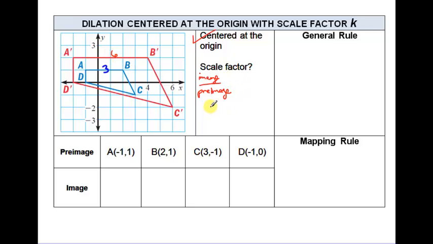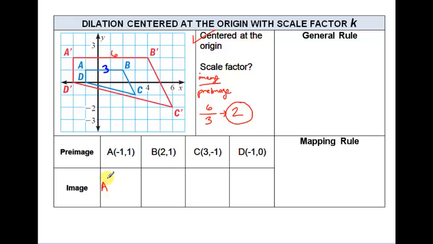So in our scale factor calculation, the image is 6, the pre-image, or what it used to be, is 3. So what's our scale factor? 6 divided by 3 tells me the scale factor is 2. In other words, all my dimensions are doubling for this dilation. All right, the scale factor is 2. Well, let's see what that scale factor did to our points.